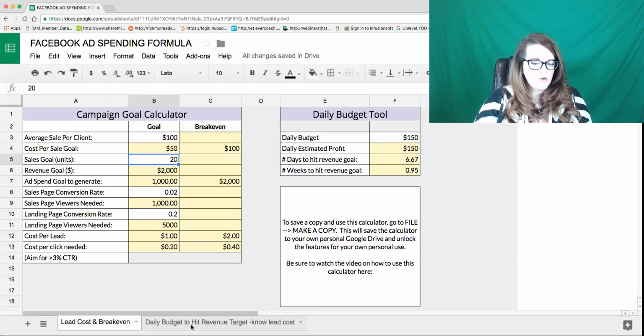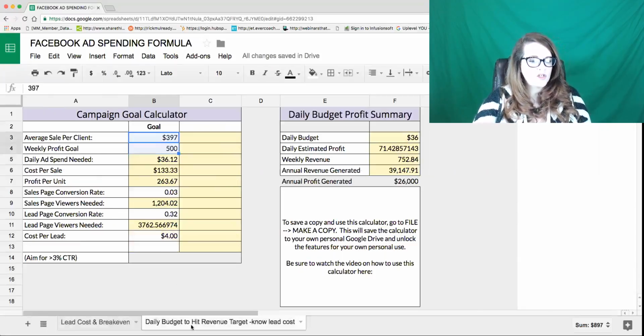Now, the other place that you could start, if you already know what your average cost per lead, your average cost per conversion, I should say, is, then you can start with this guy right here, which is the daily budget to hit revenue target calculator. It's a little bit of a mouthful, but that's where you can start.